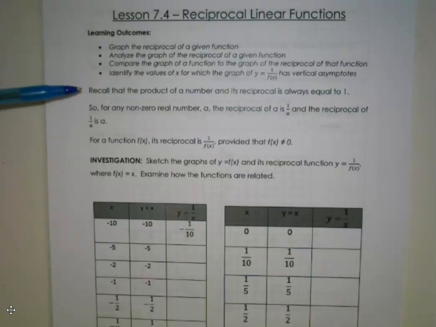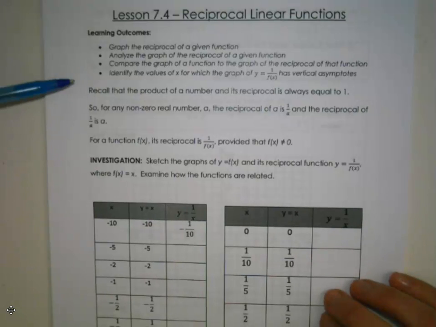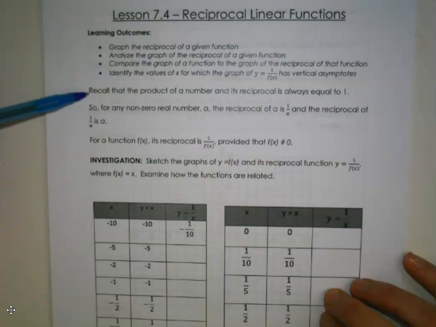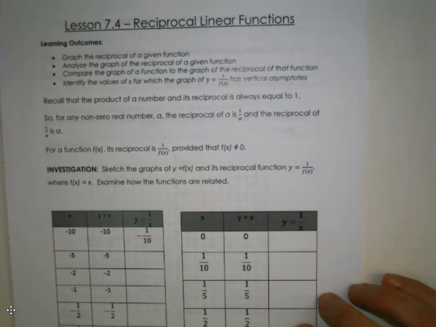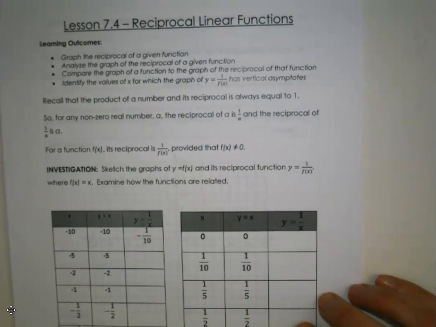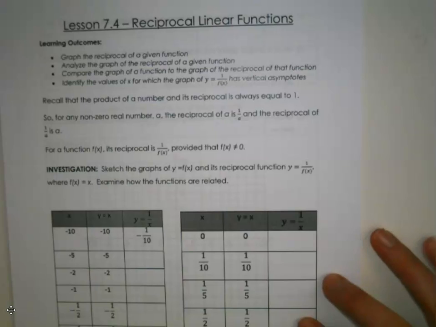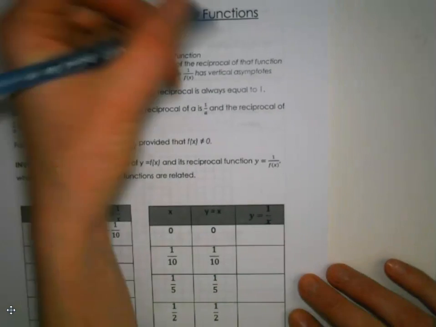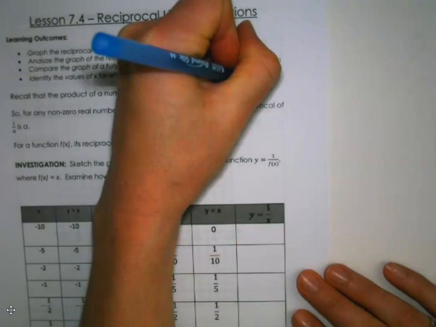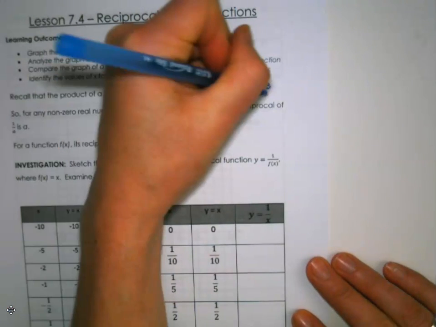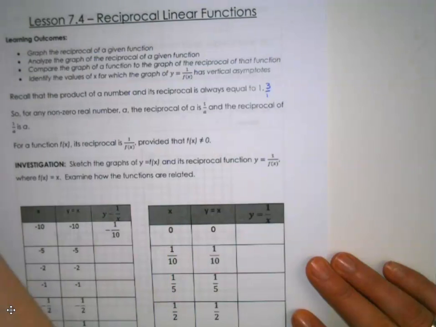So just remember a little bit of information about reciprocals. Remember that the product of a number and its reciprocal is always equal to 1. A reciprocal is like the flipped version of the fraction of the number. So for example, if we had 3 as a whole number, then we would write it as a fraction as 3 over 1.